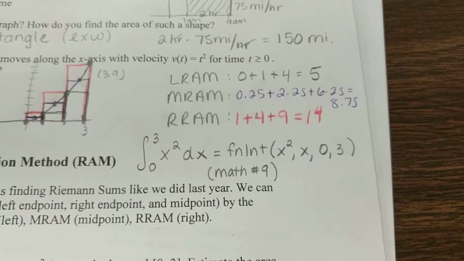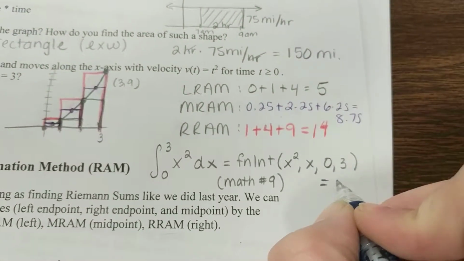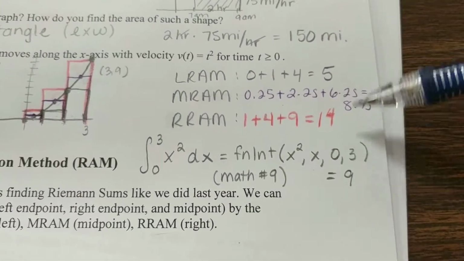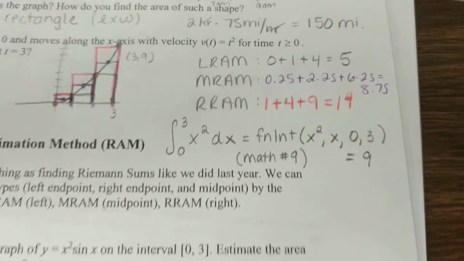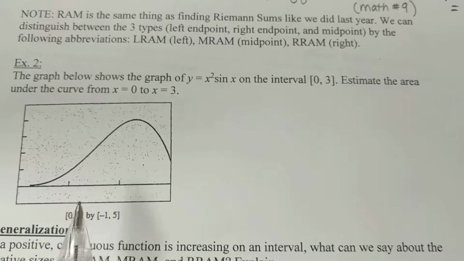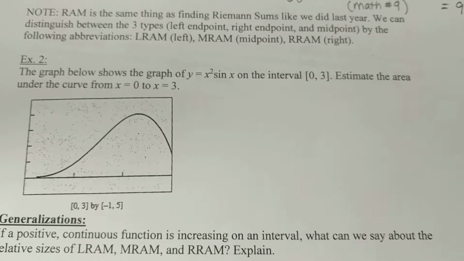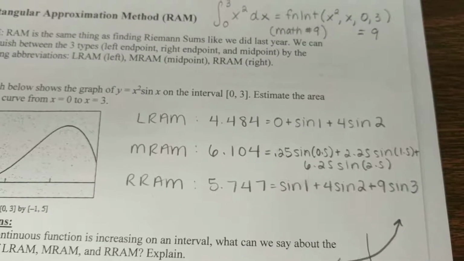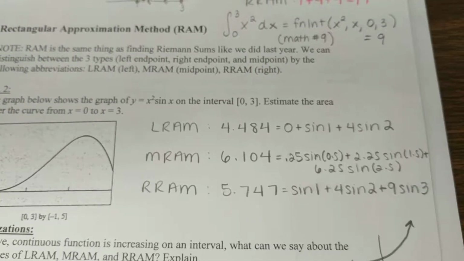And if you actually plug that in, go ahead and FNInt it, you can pause it, but you should end up getting a total area of 9. So when you look at all of these, the MRAM was the closest approximation. Now what I want you to do is try this one, doing LRAM, MRAM, and RRAM. Notice you have a different function this time. I'll put the answers up in just a moment. All right, and there are the answers and some of the work. You can pause it to look at what I had to do to get those answers.